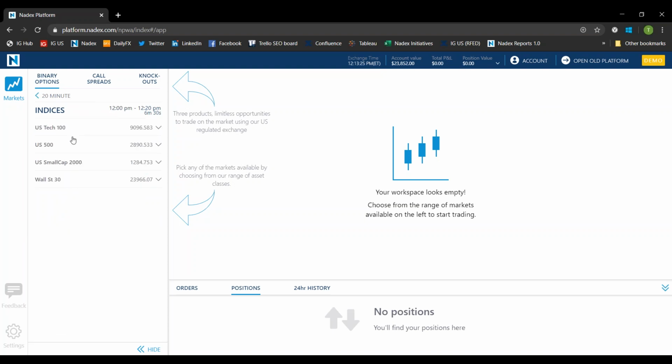If you're a little confused by the names on our indexes, these do settle against the price of a futures contract. So you're actually probably familiar with these. It's just that we don't have the license agreement with the issuer of these to put their names up. The US Tech 100 is the NASDAQ 100, and it does settle to the NASDAQ 100 index future. The US 500 is the S&P 500, the US small cap is the Russell 2000, and the Wall Street 30 is the Dow Jones Industrial Average, the Dow Jones Industrial 30. And we do have 20-minute products around that.